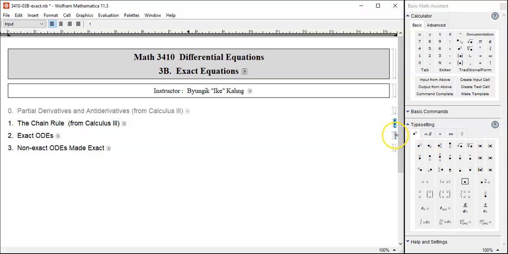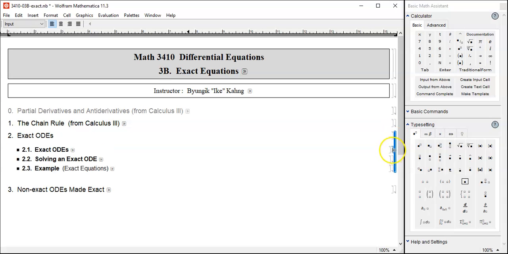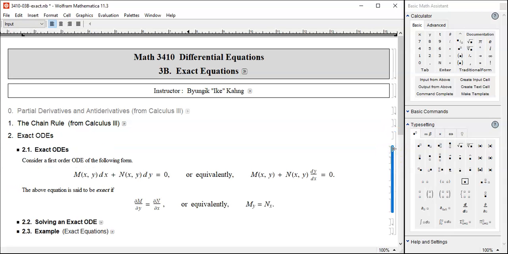Okay, let's go to exact differential equations. What do we mean by an exact differential equation? It's a differential equation of this form with this condition. Let's go back to this and analyze. M dx plus N dy equals 0.